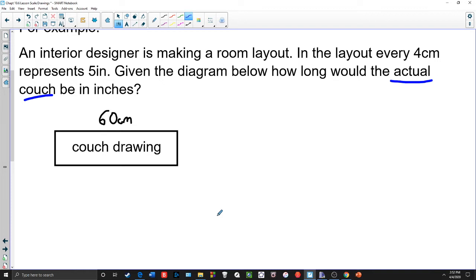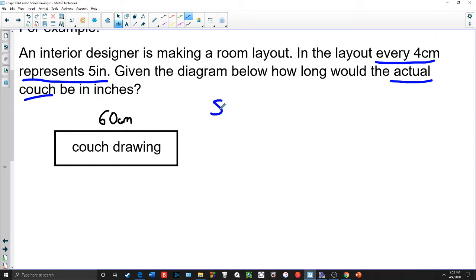So these word problems can actually end up being easier because in the wording, they actually give you your scale factor. And the way they do that is they tell you what the drawing represents to the actual. So it says here, in the layout, every 4 centimeters represents 5 inches. This is your scale factor. Now, yes, the labeling doesn't agree, but you'll see why that doesn't matter in a second.